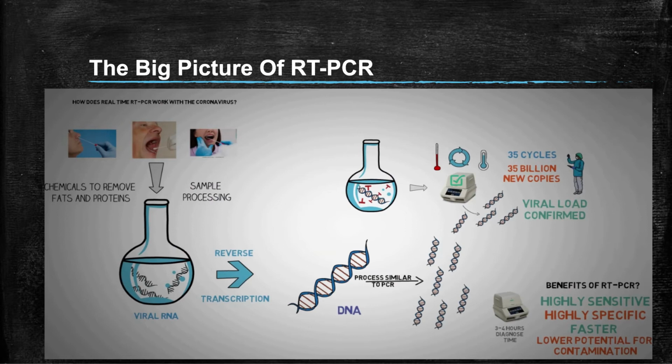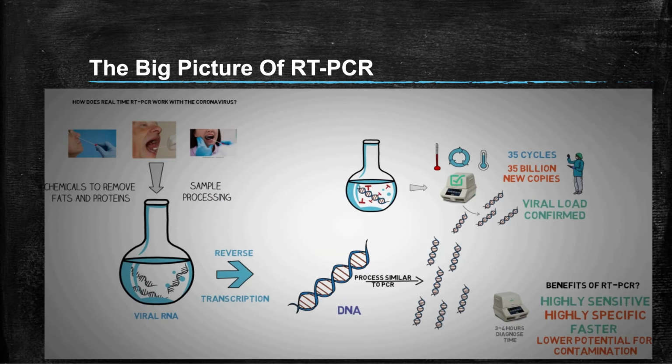Now we're going to discuss the big picture of RT-PCR. What is the role of RT-PCR right now? It is important, like I said in the beginning, for the times that we live in right now. So, how does real-time RT-PCR work with coronavirus? First, the sample is collected from an individual who is suspected of having coronavirus. When you get the symptoms, you go for the swab test. The sample is collected either from the nose or the deep throat. Why is it done like that? Because the coronavirus gathers there.